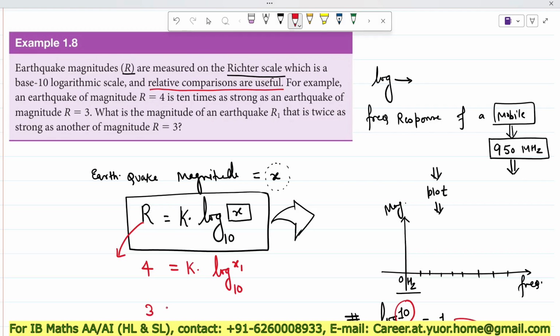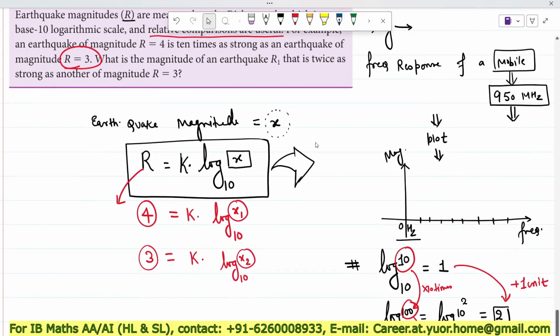Similarly, if we have the Richter scale 3, if we have the value 3, it should be K times log 10 into x2, isn't it? Where x1 is the magnitude corresponding to this 4 and x2 is the magnitude corresponding to the 3, right? If we divide it, what will we get? So suppose this is equation 1 and this is equation 2.